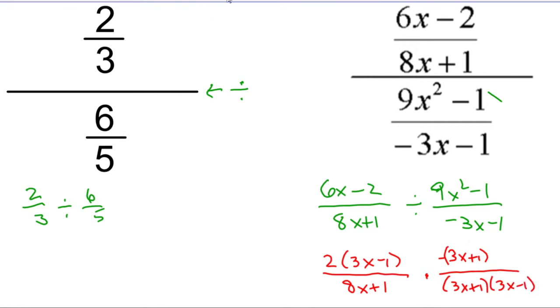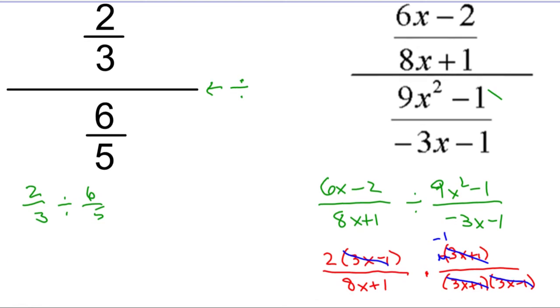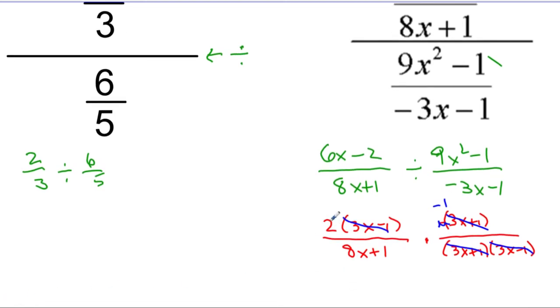Right? So now I'm going to do my canceling. It looks like I have a 3x minus 1 with a 3x minus 1. I have a 3x plus 1 with a 3x plus 1. And just to make sure that we're clear, this negative is really negative 1. So I'm just going to write that instead of just have a negative sign hanging there. It makes it a little bit more clear. So now let's take a look at what I have. On the top, 2 times negative 1 is negative 2. And in the denominator, I have 8x plus 1.